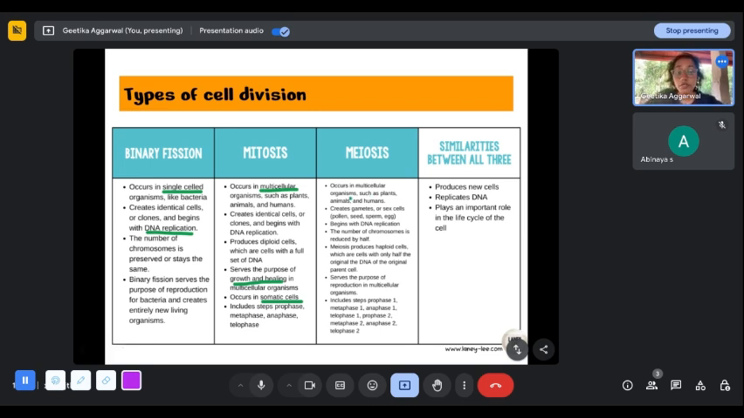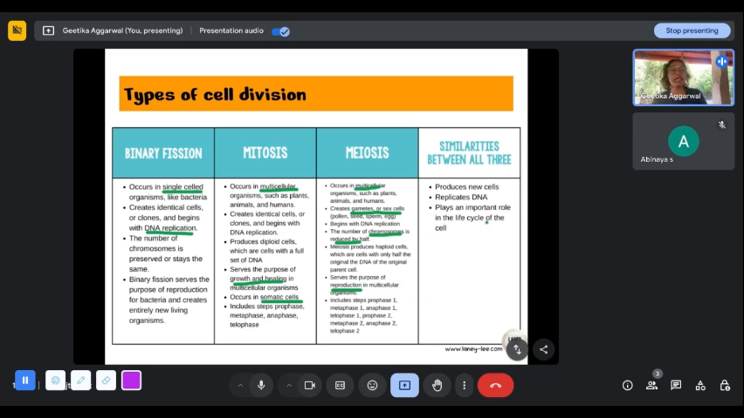Then there is meiosis, which is slightly different from these two. Again, it does occur in multicellular organisms, but it creates haploid cells, which are called gametes or sex cells, which are then fused again to form the zygote. Again, it begins with the DNA replication, but the number of chromosomes is reduced to half. So the number of chromosomes is just half in the resultant daughter cells. Meiosis, as we mentioned, because the chromosome number is half, it produces haploid cells, which are cells with only half the amount of original DNA from the parent cell. It serves the purpose of reproduction in multicellular organisms, and it includes the following steps.